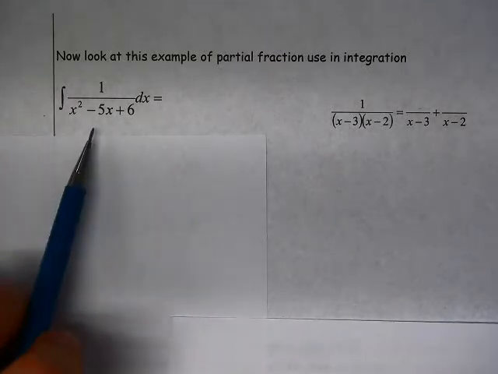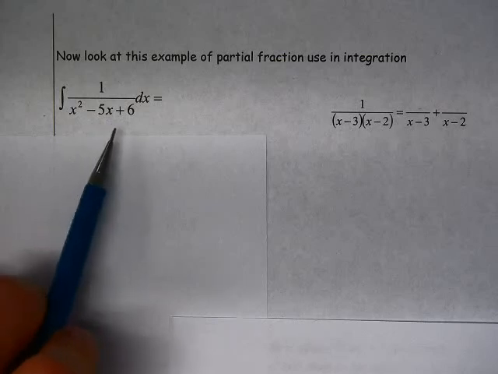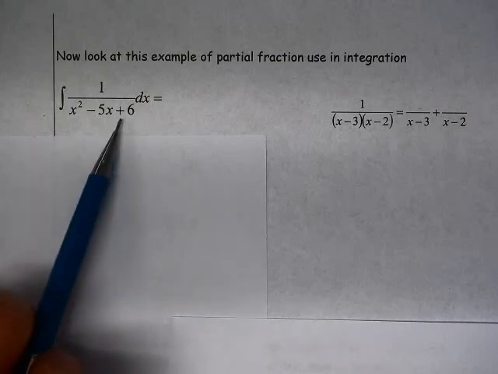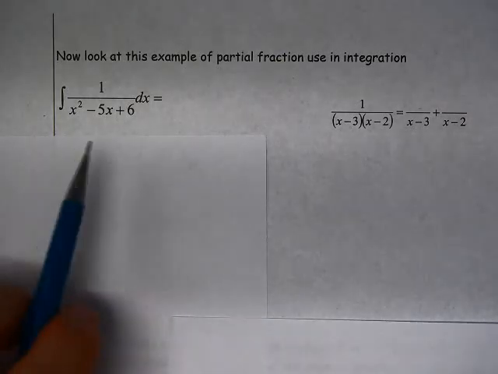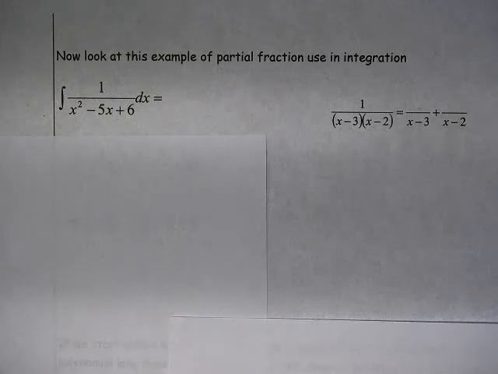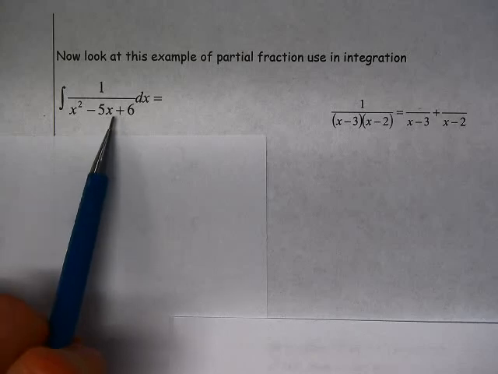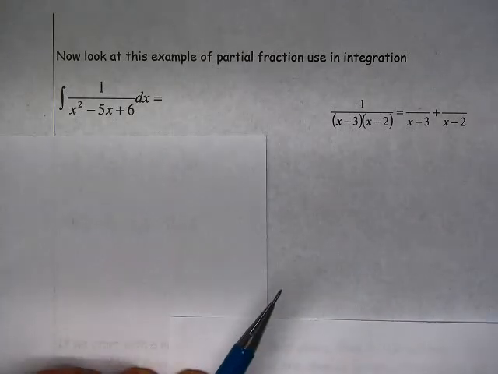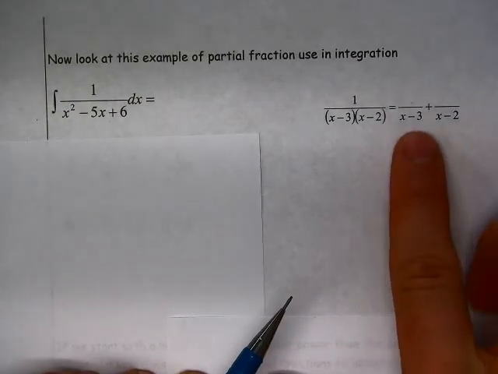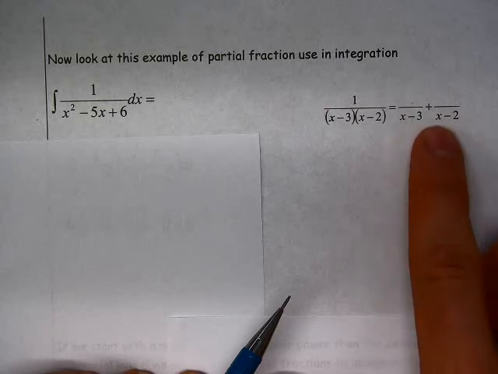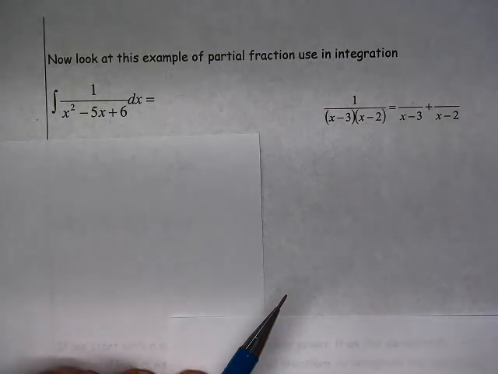We could complete the square in this denominator and use trigonometric substitution. That's not something that we cover in AB, and it's not that much fun. So it's much easier to use partial fractions for this problem. So clearly this would factor into x minus 3, x minus 2. So if we do that, we're trying to split this up into something over x minus 3 plus something over x minus 2.